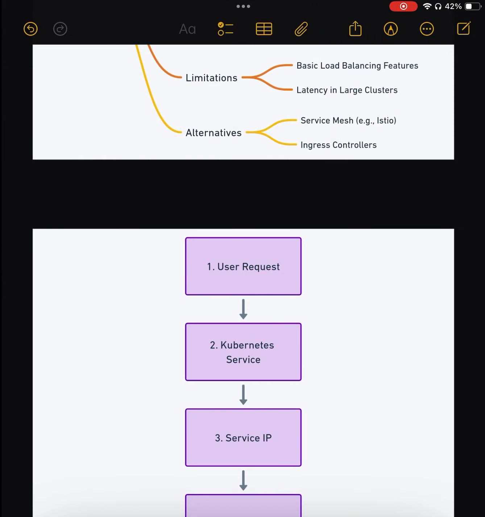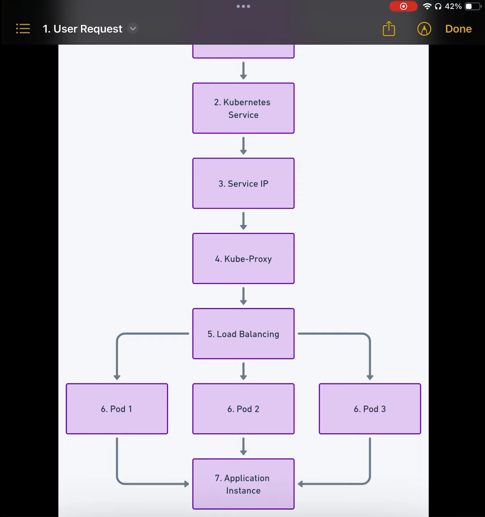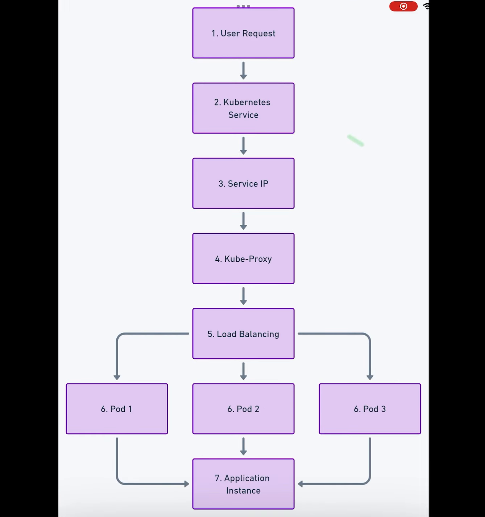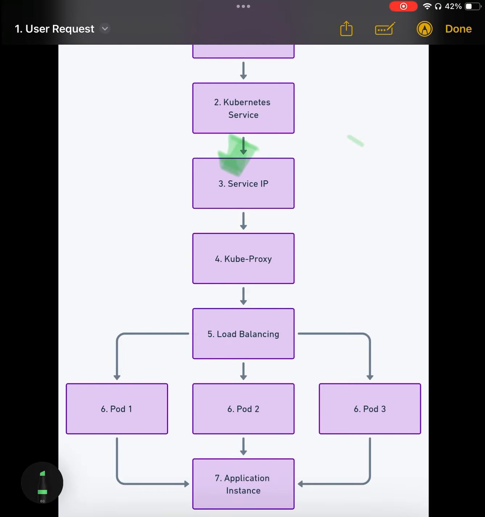2. Kubernetes service. The request is received by a Kubernetes service, which acts as an abstraction that exposes a set of pods. The service provides a stable IP address and DNS name for accessing the application, despite changes in the underlying pods. 3. Service IP. The service is associated with a unique service IP, which is used to direct traffic to the appropriate backend pods. The service IP ensures that the request can be routed to one of the available pods.